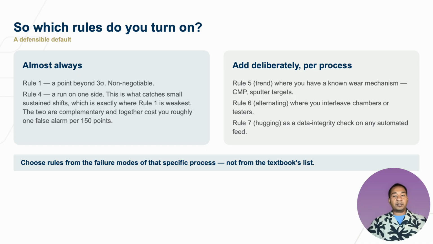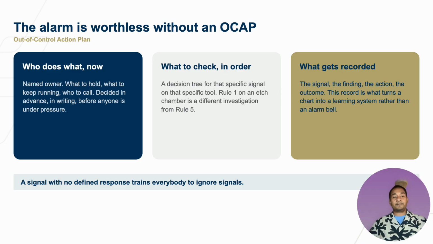Rule 5, the trend rule, where you have a known wear mechanism: CMP pads, targets, sputtered targets, and anything erosive. Rule 6, alternating, where you interleave chambers or testers, and chamber matching is a live concern. Rule 7, hugging, as a data integrity check on any automated feed you do not personally trust. Choose rules from the failure modes of that specific process, not from a textbook list. A rule that detects something that cannot physically happen on your tool is pure false alarm budget spent on nothing.